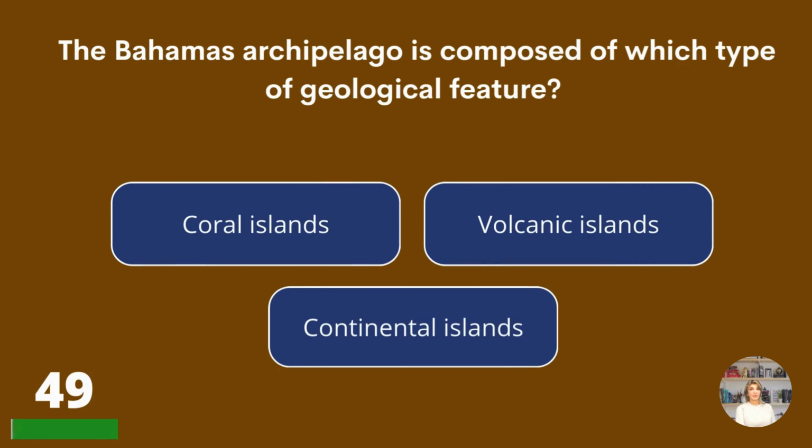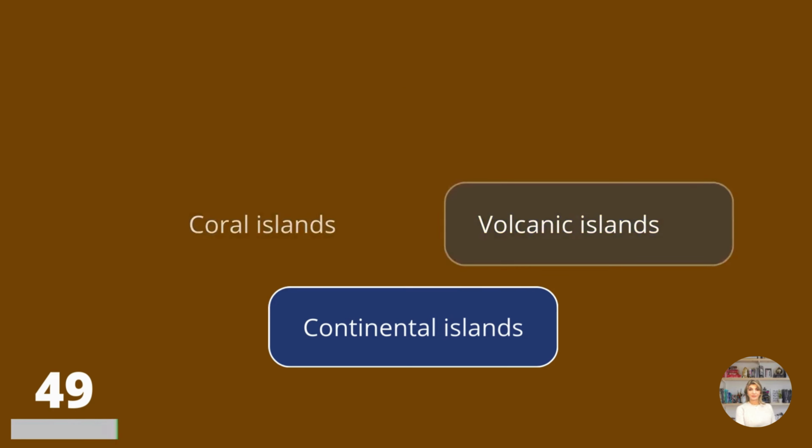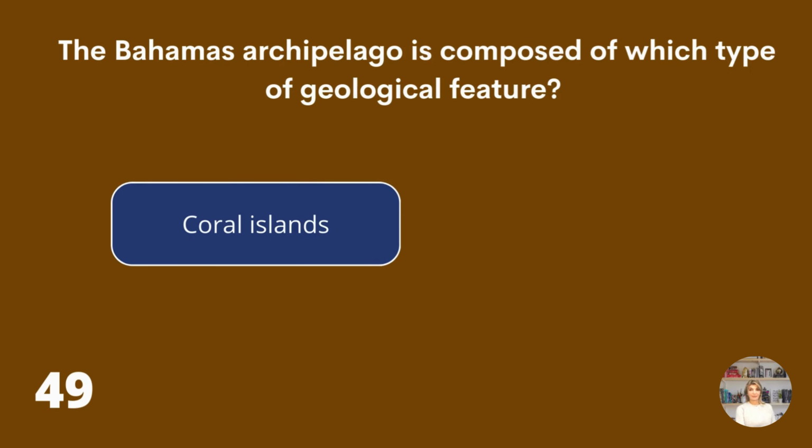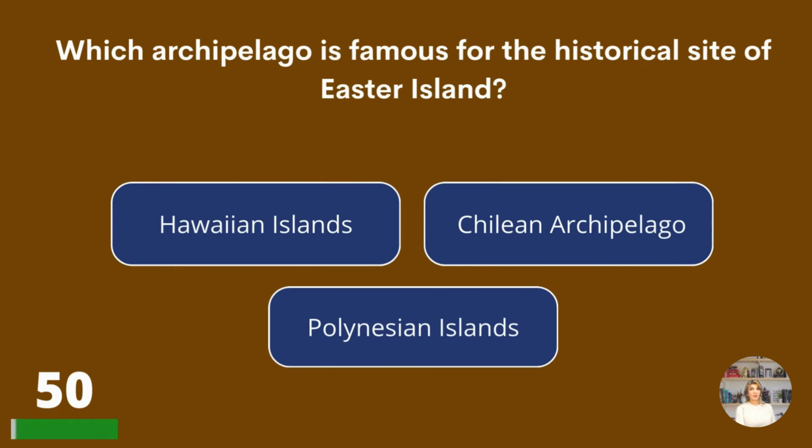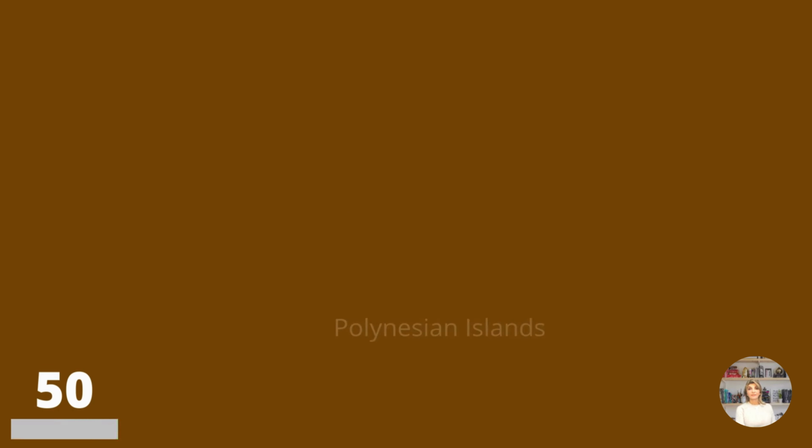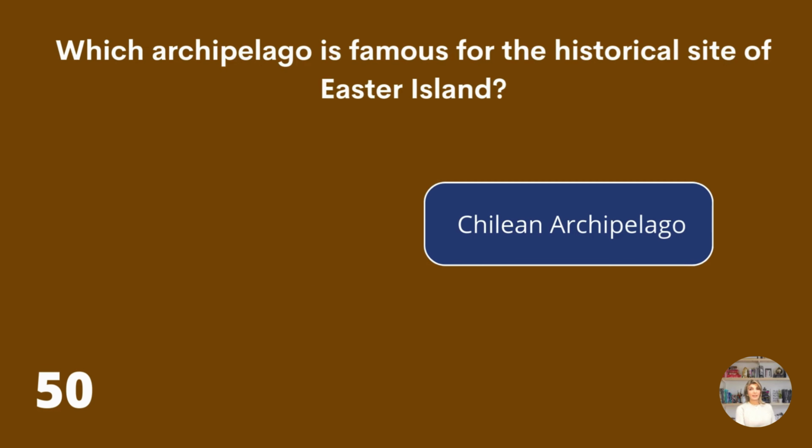The Bahamas Archipelago is composed of which type of geological feature? Coral islands, volcanic islands, or continental islands? Coral islands. Which archipelago is famous for the historical site of Easter Island? The Hawaiian Islands, Chilean Archipelago, or Polynesian Islands? The Chilean Archipelago.